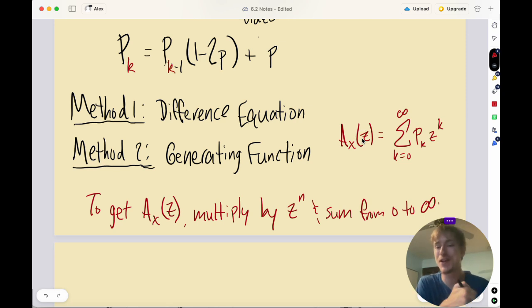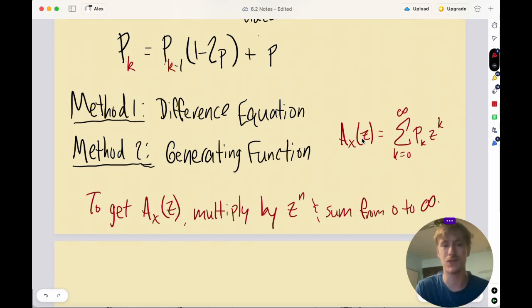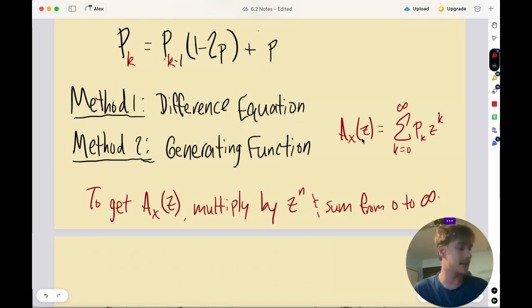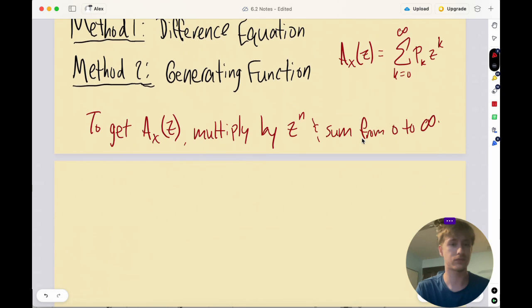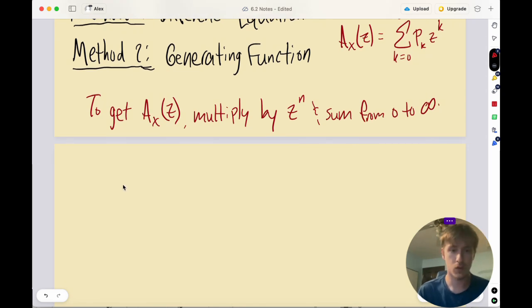I'm sorry, I used n in the previous video, but let's just use k. Let's see what happens. We're going to multiply by z to the k, and then sum from k equals 0 to infinity. When we do that, we're going to get the sum from k equals 0 to infinity of p_k z to the k.